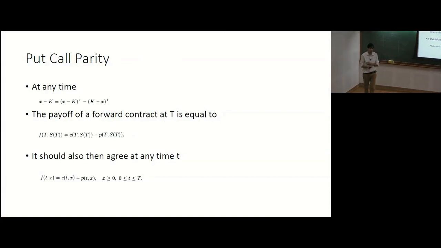This is also one of the nice things about put-call parity. While deriving the Black-Scholes equation, we had made some assumptions, right? What were the assumptions we made while deriving the Black-Scholes equation?